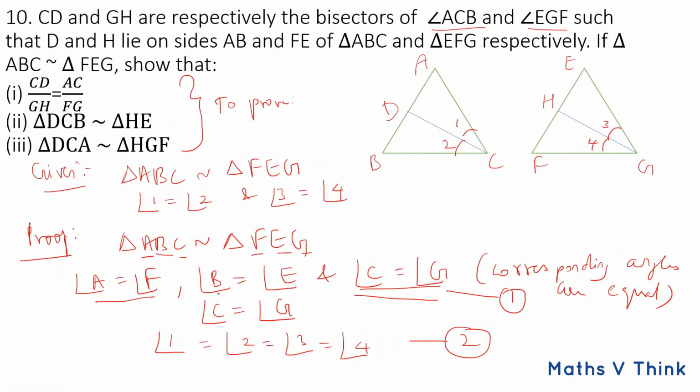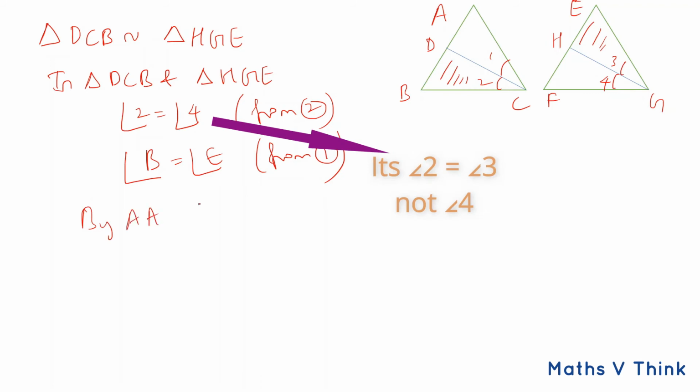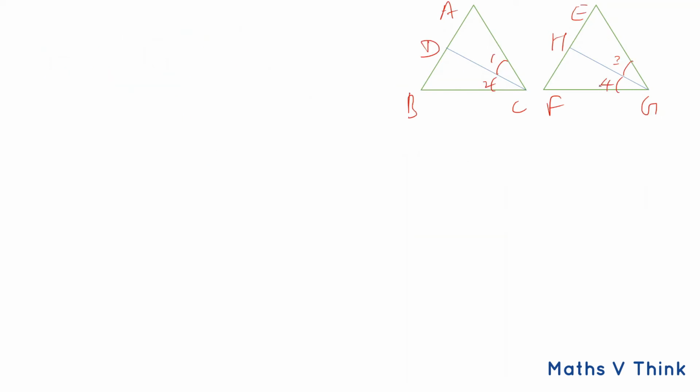You can see here, we already showed angle B is equal to angle E. Same way the angles also I have shown. By angle similarity, I can tell triangle DCB is similar to triangle HGE. Now, the next to prove is triangle DCA is similar to triangle HGF. Nothing but DCA, this triangle, is similar to HGF.